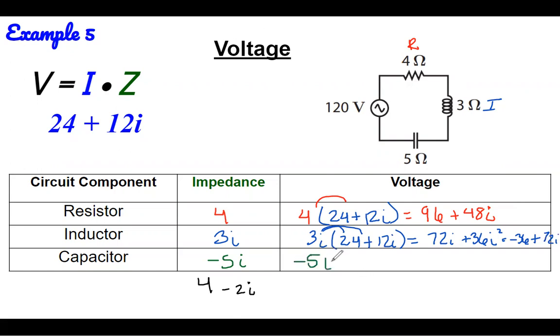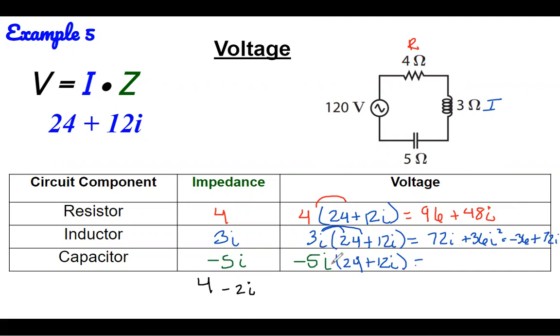Negative 5i, and we have our given current, 24. My 24 looks like a 9, let me go ahead and fix that. Plus 12i.